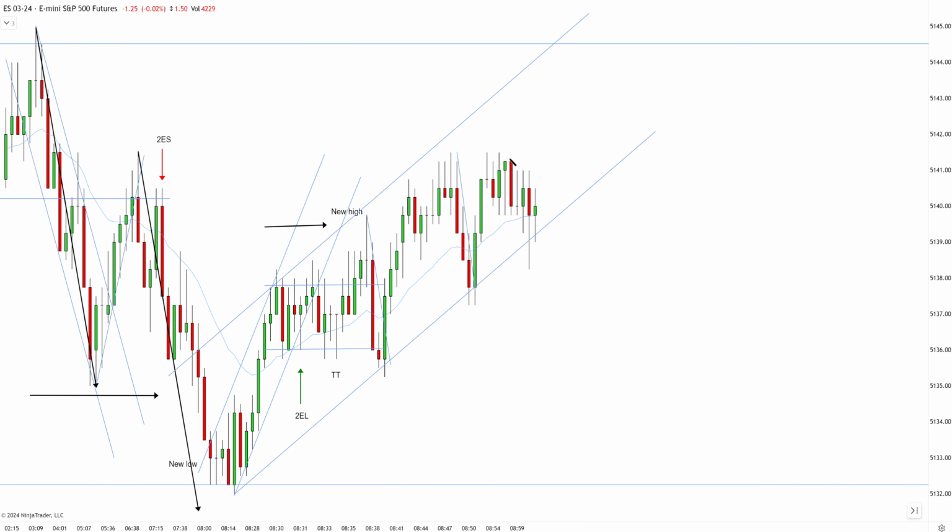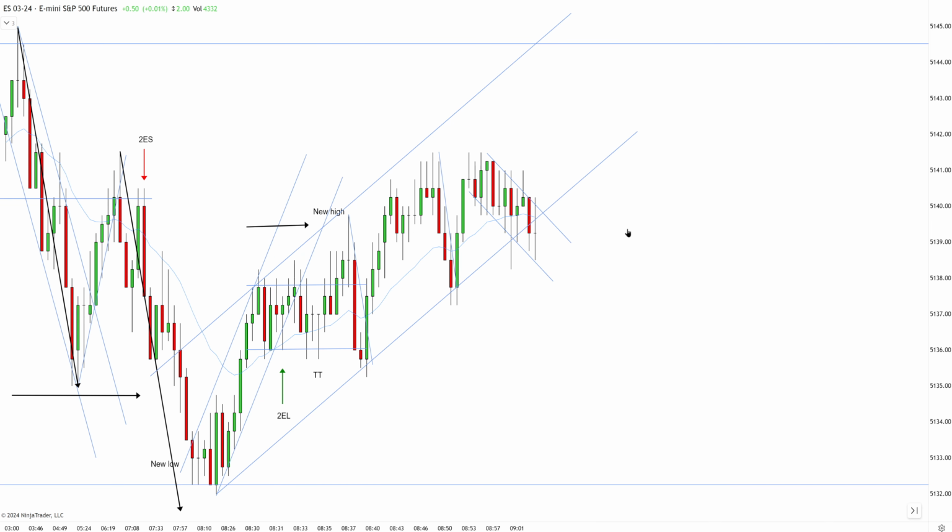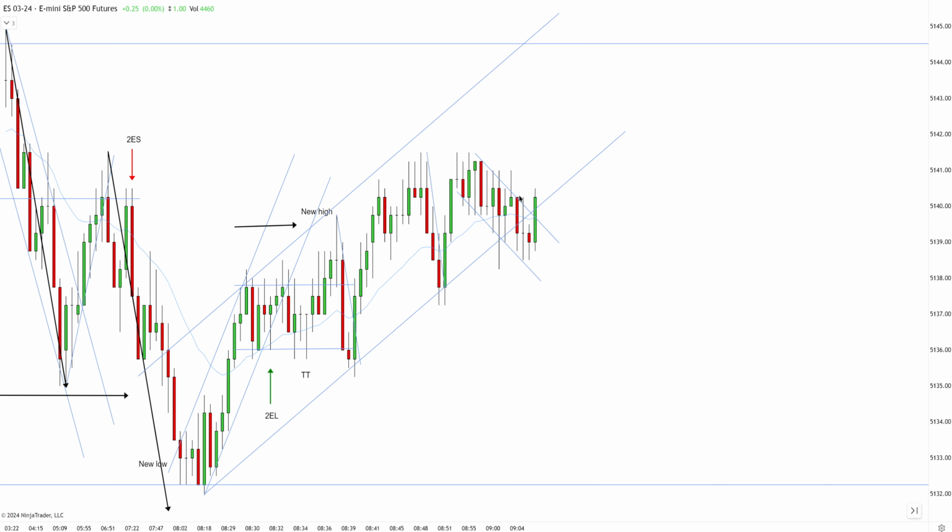Okay, no entry here. This is too congested. Today was really slow. It was really difficult to trade because everything is just so slow and boring. This is part of trading. You cannot take any stuff impulsively.